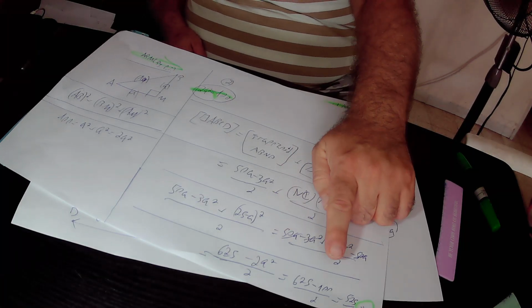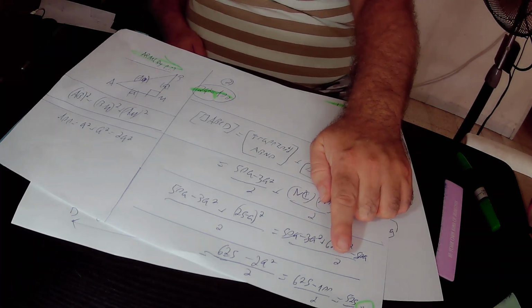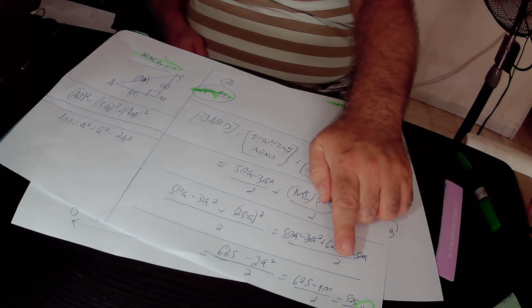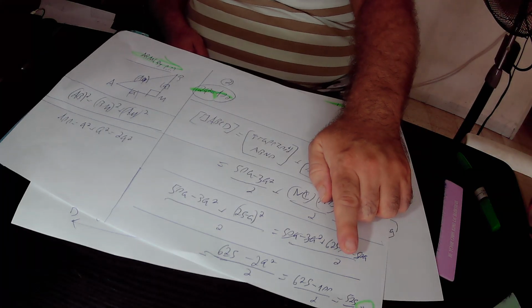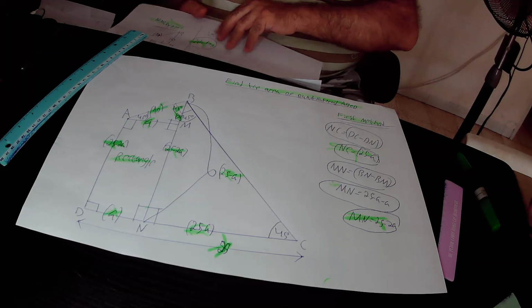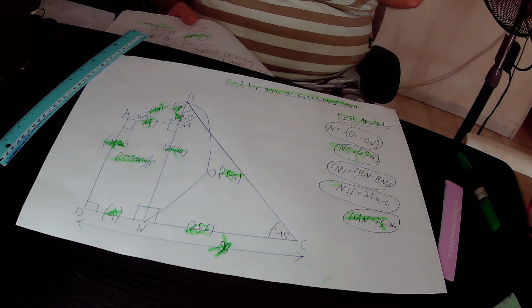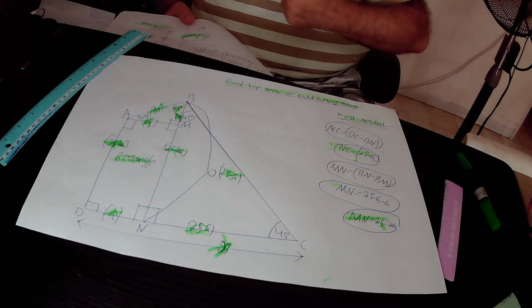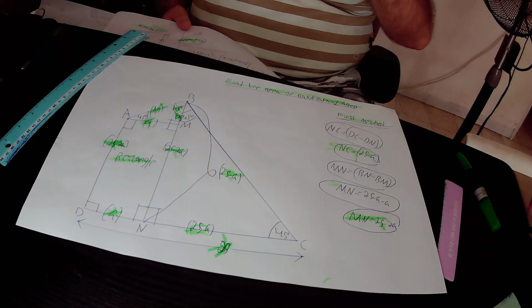Minus 2A squared is minus 100, over 2. 625 minus 100 is 525 over 2. 525 over 2 is 262.5 square units in size. So in total, we found out that according to the first method, the area of this trapezoid ABCD, that is the area that we are looking for in this question, is equal to 262.5 square units in size. So we finished with the first method.